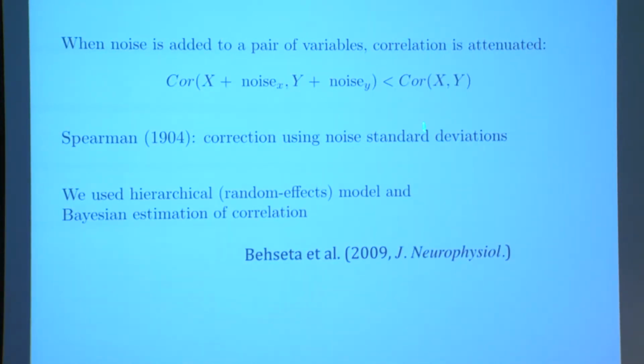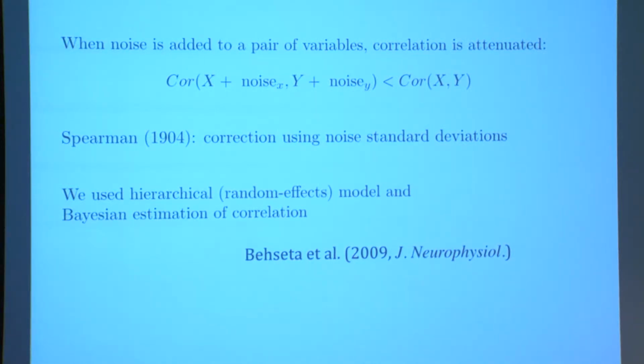It's very simple math that shows, when you add noise to two variables, the correlation goes down, and it's very intuitive. Again, this is something that can be explained to pretty much anybody. If two things tend to go up and down together, now you add noise, they don't go up and down together as much. Okay, so Spearman had a correction.